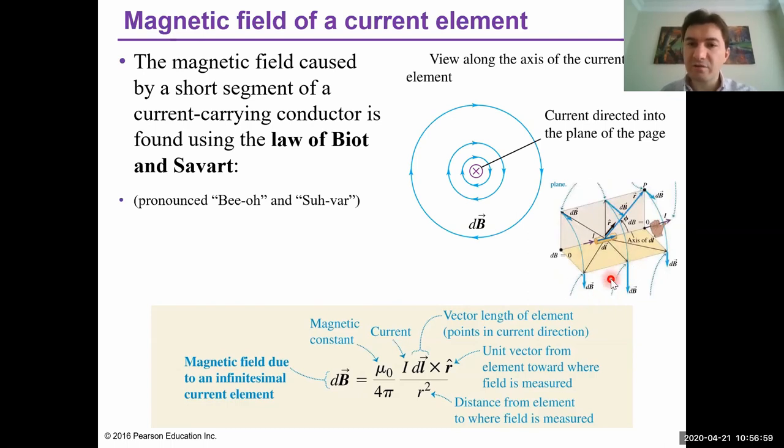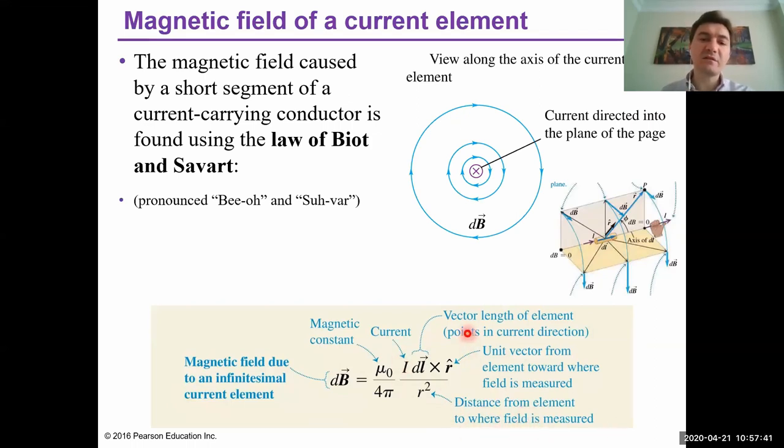So by the right-hand rule, or you can use that expression, the magnetic field due to an infinitesimal current element is given by dB, with mu 0 over 4 pi. This is the magnetic constant. This is the current within the current element. This is the length of the element. And this is the unit vector from the element toward where the field is measured. If you are measuring the field here, then the r vector is along that direction. If you are measuring the magnetic field here, the r vector is along that direction. And this is the distance from the element to where the field is measured.